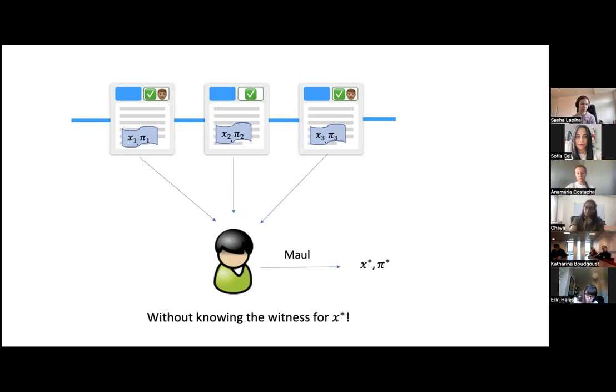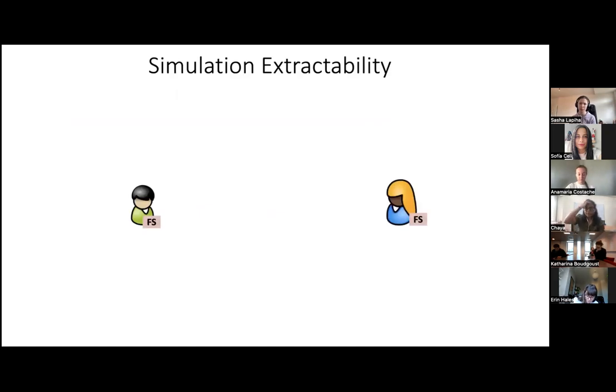In particular, it can do this without knowing the witness for x star, in which case the extractor cannot succeed. So what we need here is a notion called simulation extractability, which captures this non-malleability property that we need.